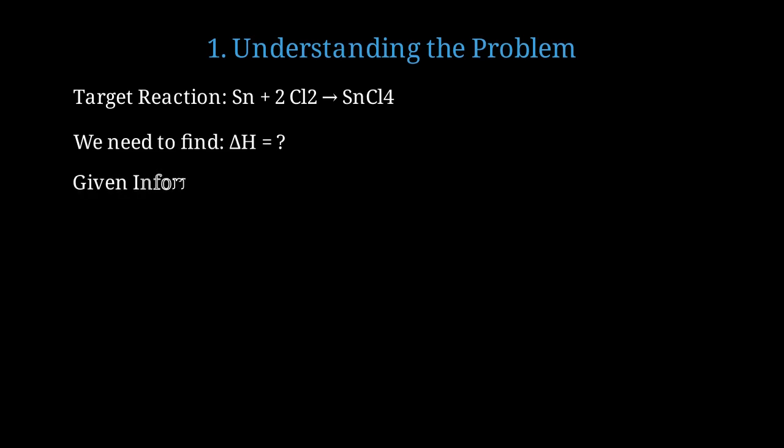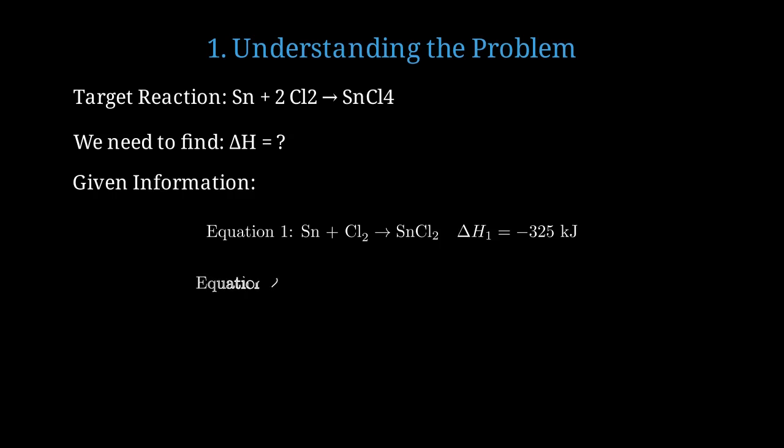We are given 2 thermochemical equations with their enthalpy changes. Equation 1. Tin plus chlorine gas forms tin dichloride with an enthalpy change of negative 325 kilojoules. Equation 2. Tin dichloride plus chlorine gas forms tin tetrachloride with an enthalpy change of negative 186 kilojoules.